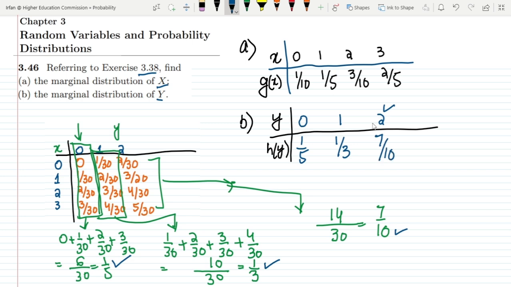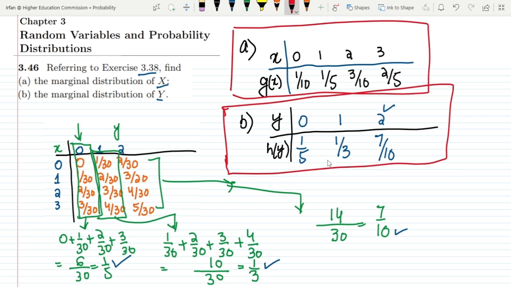Okay, so these are the answers to our questions, which we found by using the tabular form here, from which we have found the marginal distributions for x and y from the density functions. Okay, so that's it for today.